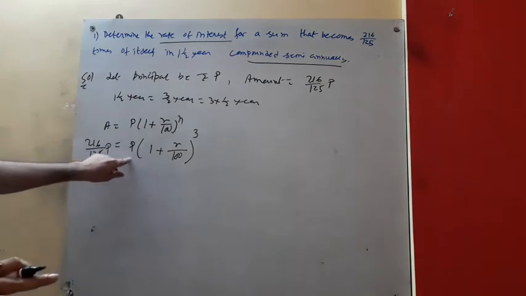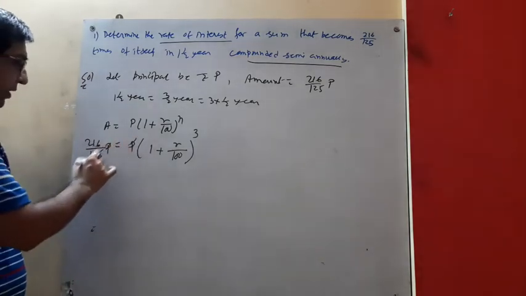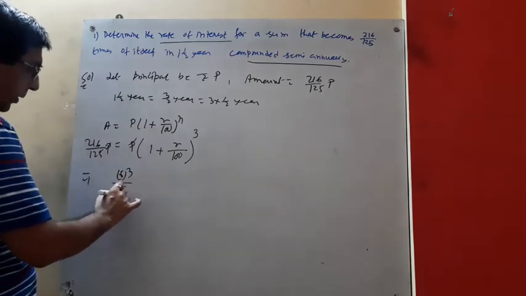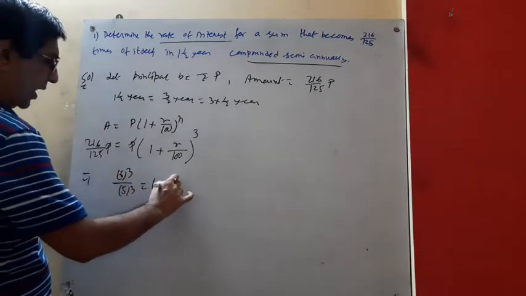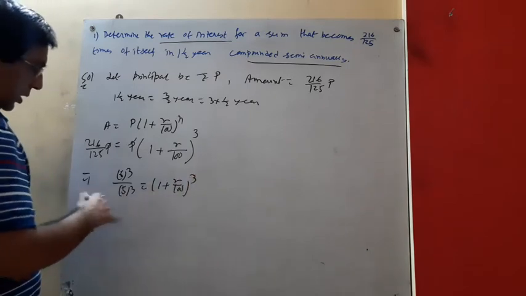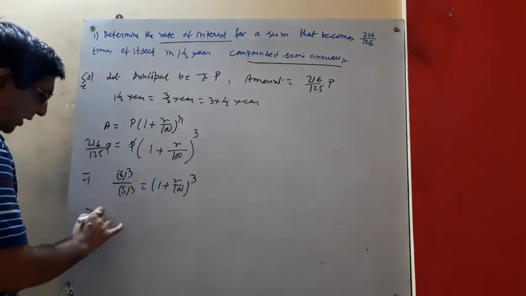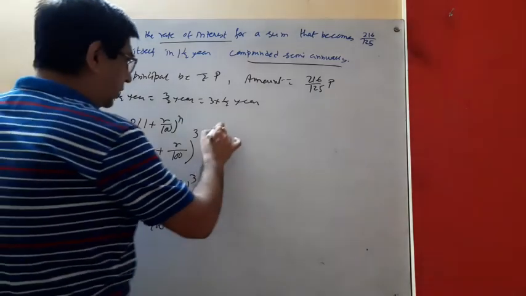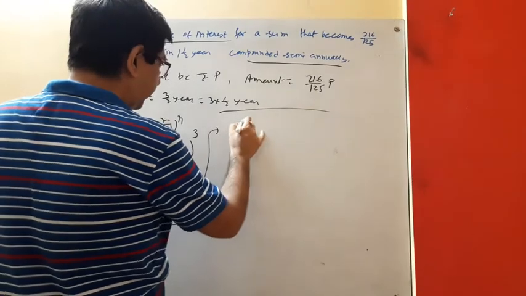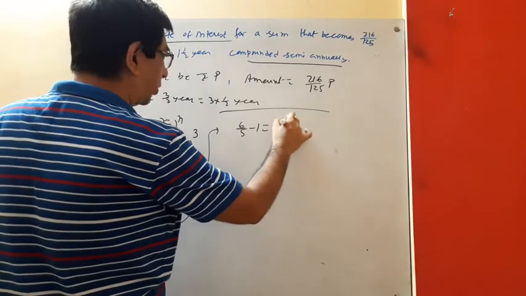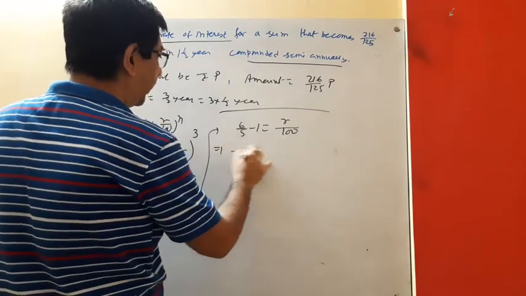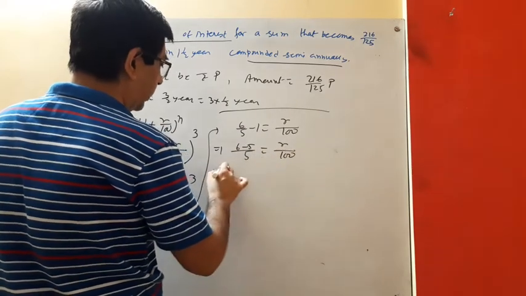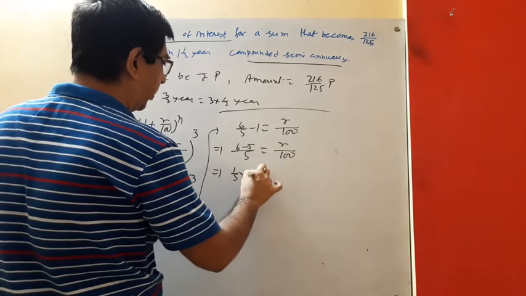So P into 1 plus R by 100 whole to the power 3. This P cancels. So we get 6 cube by 5 cube equal to 1 plus R by 100 whole cube. So comparing, we get 6 by 5 equal to 1 plus R by 100. So from here we get 6 by 5 minus 1 equal to R by 100. So we get 6 minus 5 by 5 equal to R by 100. So this is equal to 1 by 5 into 100 equal to R.